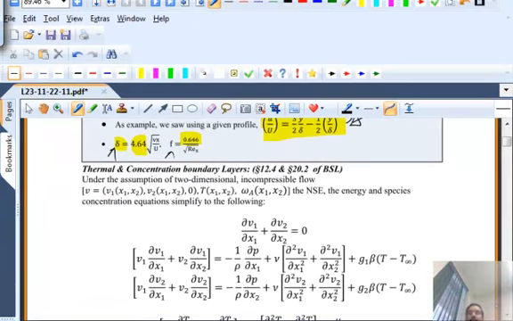So what we want to do, this is material taken from section 12.4 and 20.2. 12.4 deals with thermal heat transfer problems. 20.2 deals with mass transfer problems.